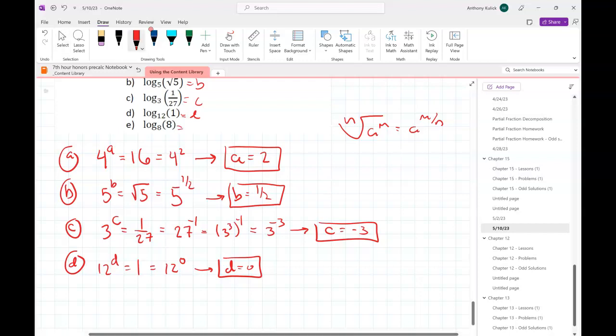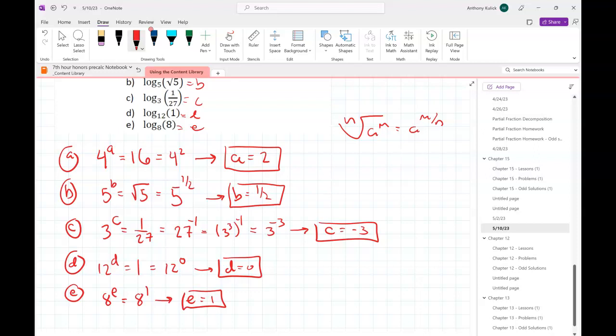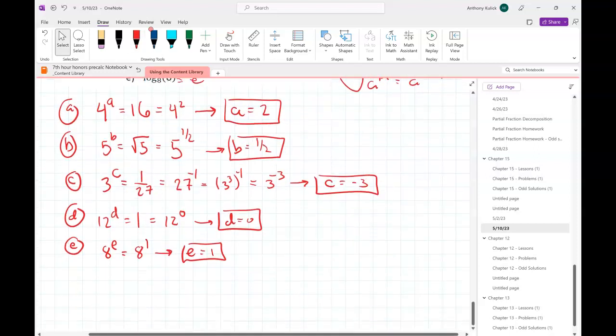And then the last one, we'll just say that's equal to e. So here I have 8 to the e is equal to 8. Well, Mr. Kulik, e is just 1. I think everybody remembers that stuff from last year.